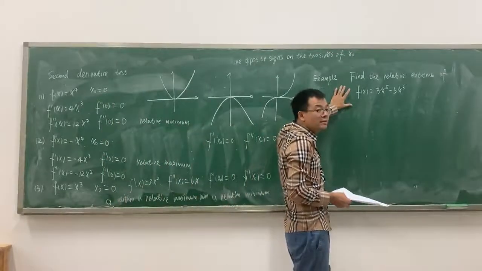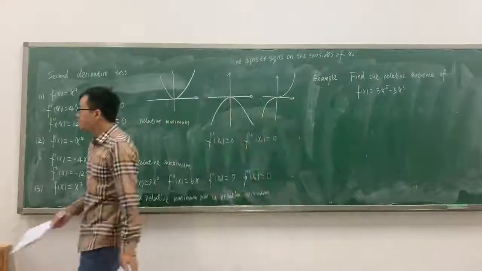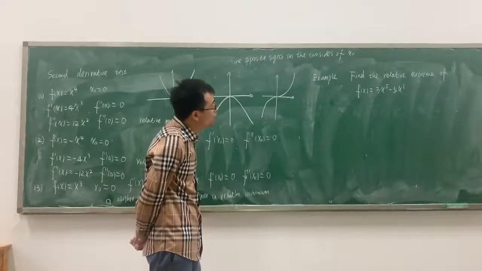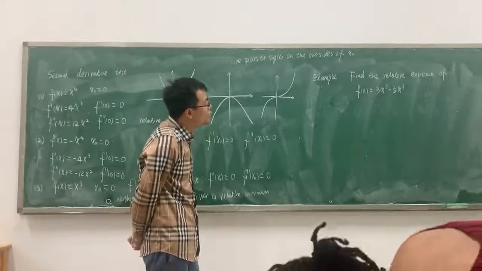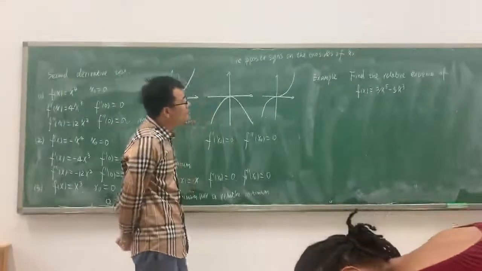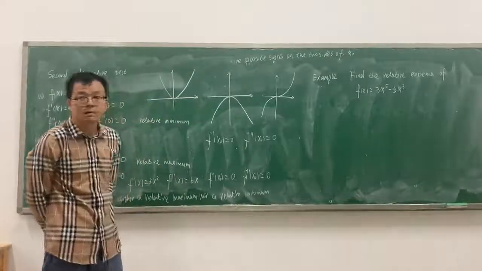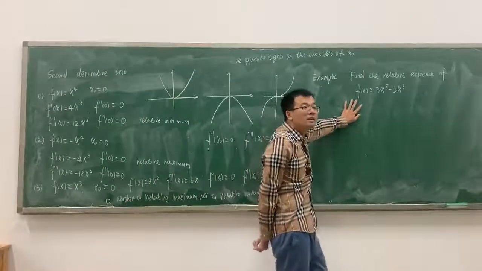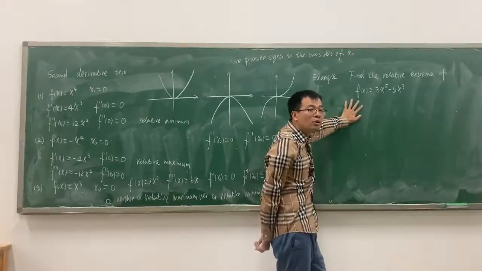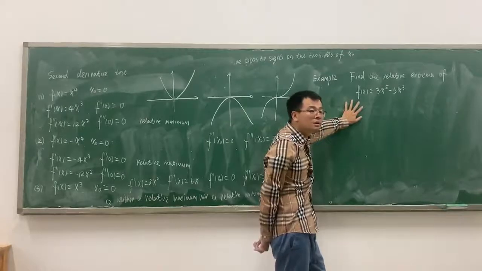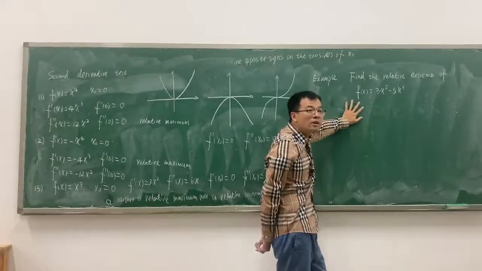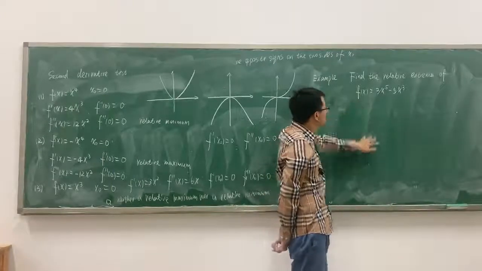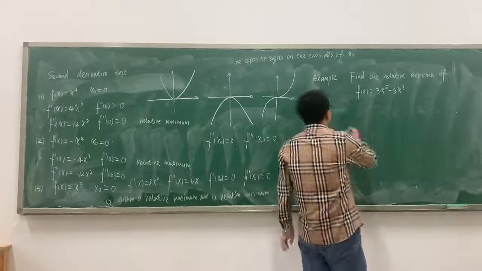Now let's see this example. Find the relative extrema of f(x) equal to 3x to the 5th minus 5 times x cubed. This is a polynomial, so it is continuous, and the derivative is defined everywhere.